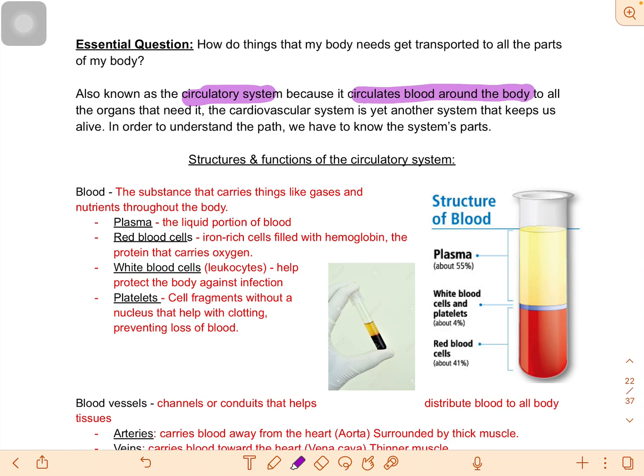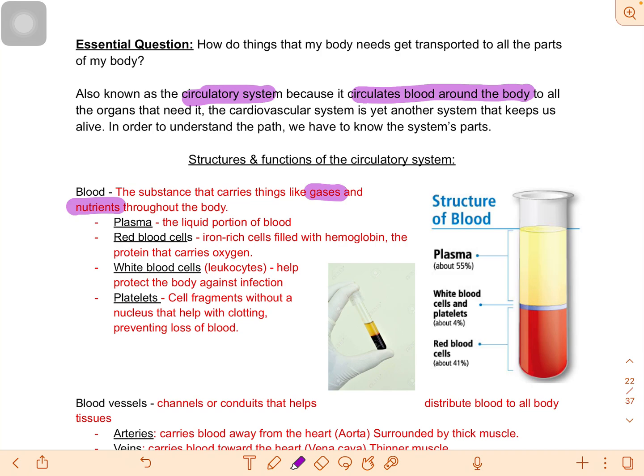But we have to know a lot about the structures of the circulatory system. One of those structures is, of course, the blood. Blood is a substance that carries things like gases and nutrients throughout the entire body. Gases and nutrients, all right? If you're thinking about nutrients, we just got done talking about the digestive system, and we know that the digestive system drops off nutrients into the body at the small intestine, and I'll go over that again once we get there, all right?